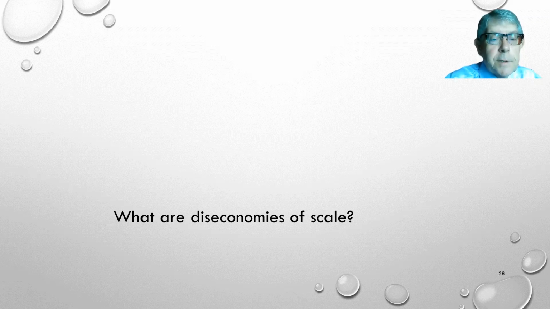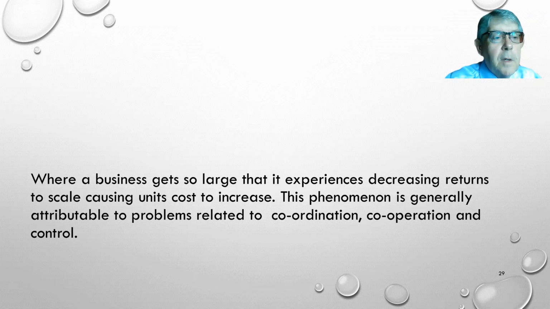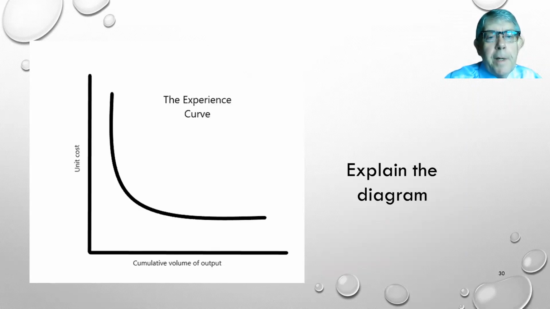What are diseconomies of scale? Where a business gets so large that it experiences decreasing returns to scale, causing unit costs to increase. This phenomenon is generally attributable to problems relating to coordination, cooperation, and control. Explain the diagram.